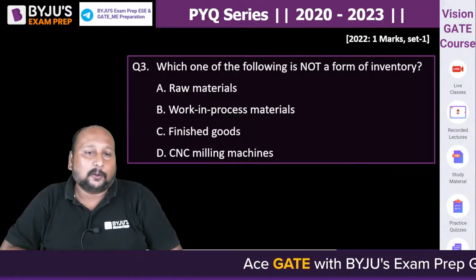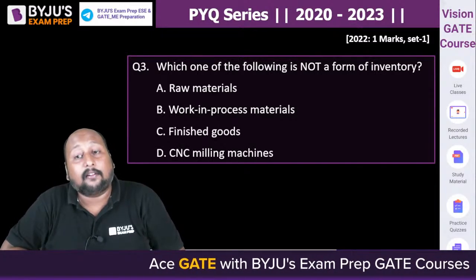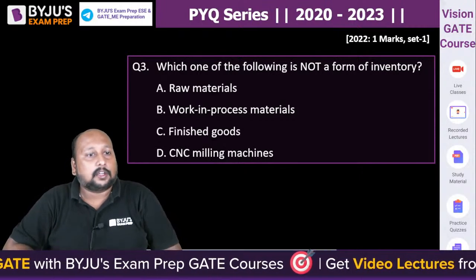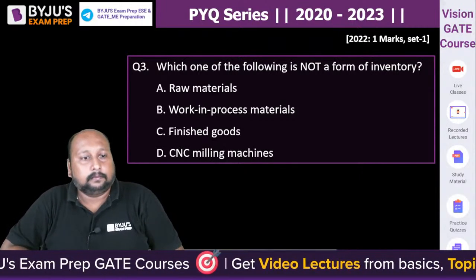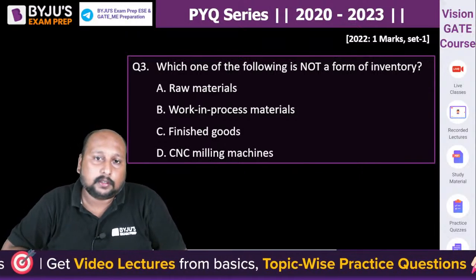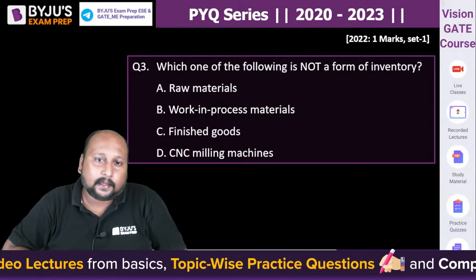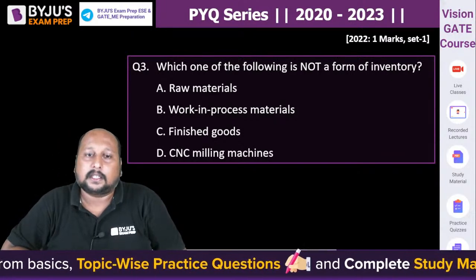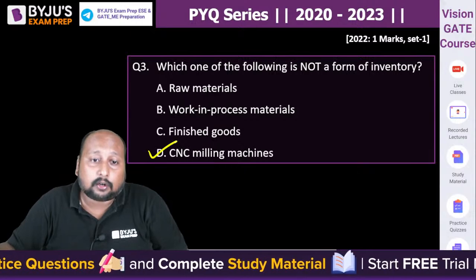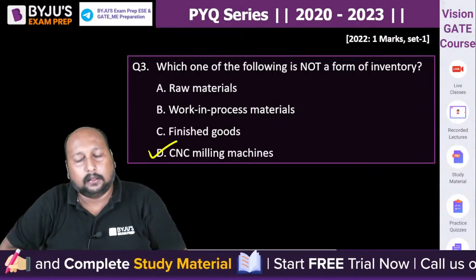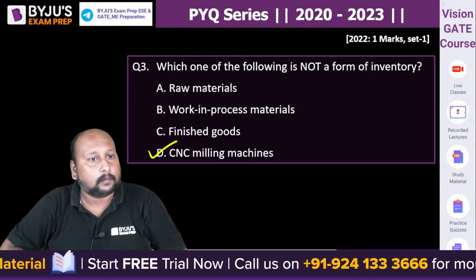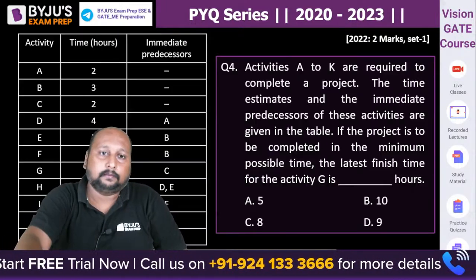This was an easy question. Which of the following is not a form of inventory? Quickly, A, B, C or D. This was a 2022 question of 1 mark. Raw material is inventory, work in process is inventory, and a finished product is definitely inventory. CNC milling machine is not an inventory. Option D is the correct answer. All right, next question.